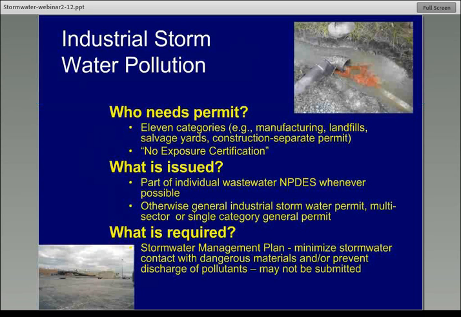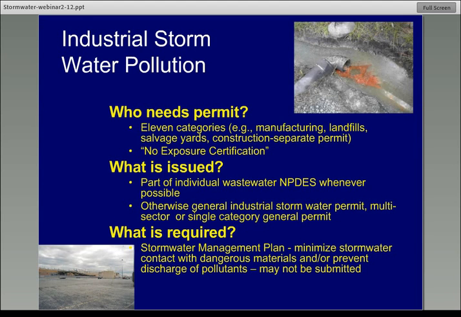So any other questions on the municipal piece? I know this is a lot and I'm trying to cover a lot in a short time, but I want to move on to industrial, and we'll see how these all fit together.